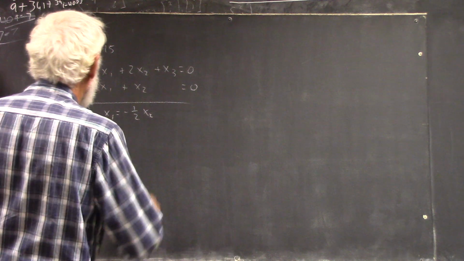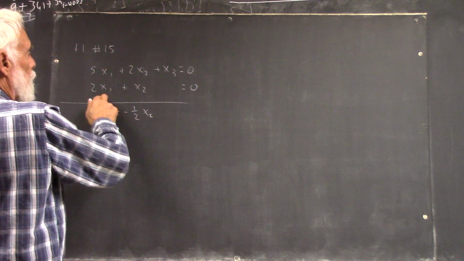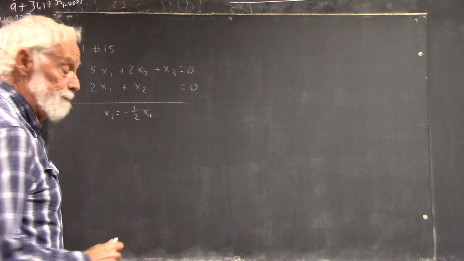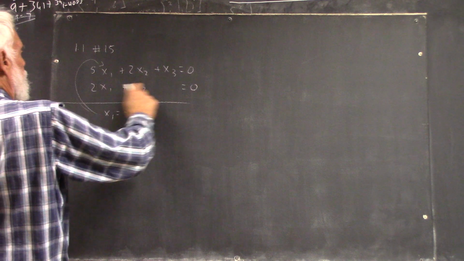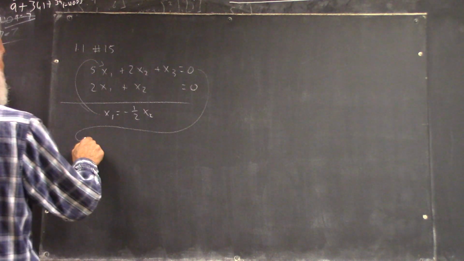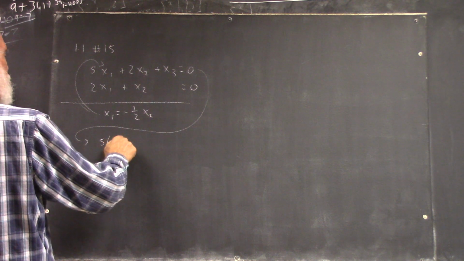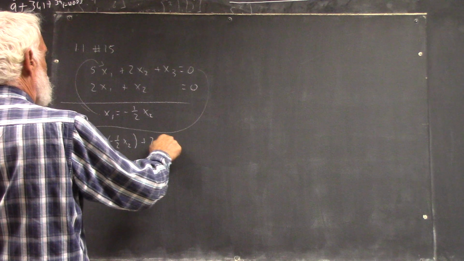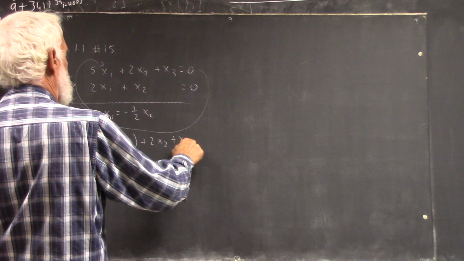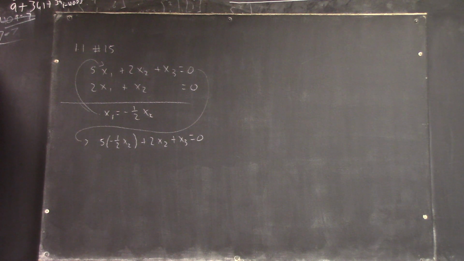Okay? So now you can bring that back into, to do it by back substitution, this is all you can get out of this equation. Okay? So you bring that back here and substitute it in for x1, which gives you the equation 5 times negative 1/2 x2 plus 2x2 plus x3 equals 0. That's back substitution. Okay?